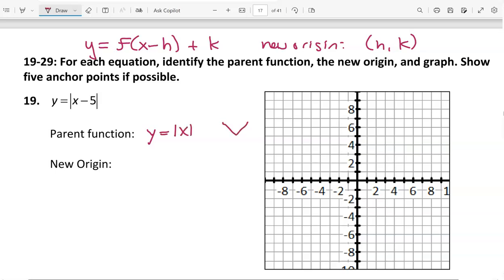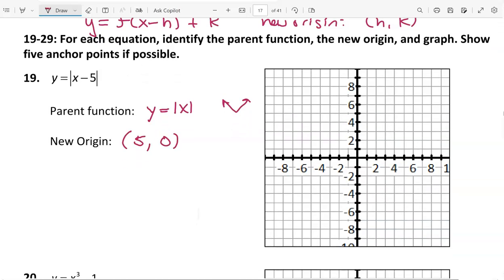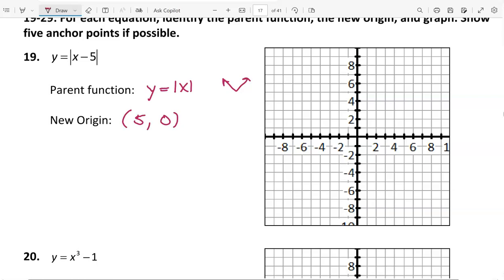And let's remember what that looks like. It's a nice little V shape. Our new origin is (5, 0). Now, where did that new origin come from?